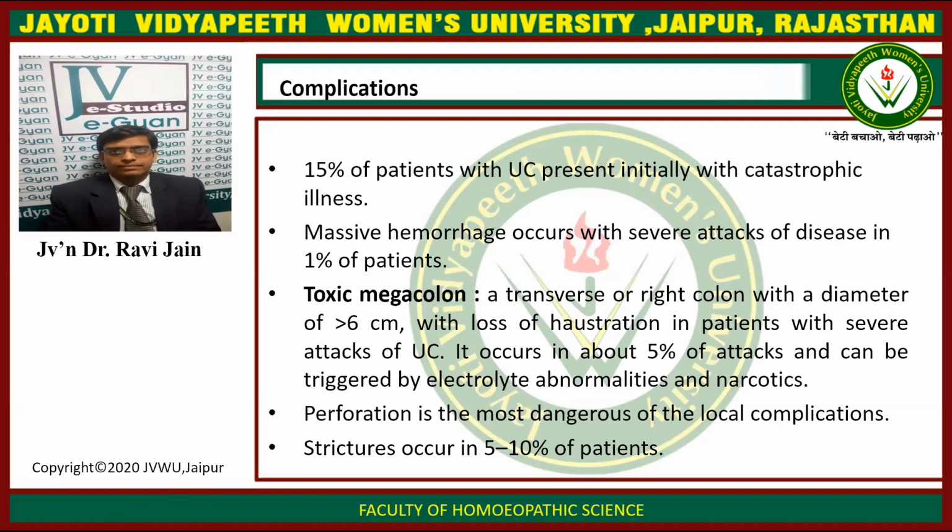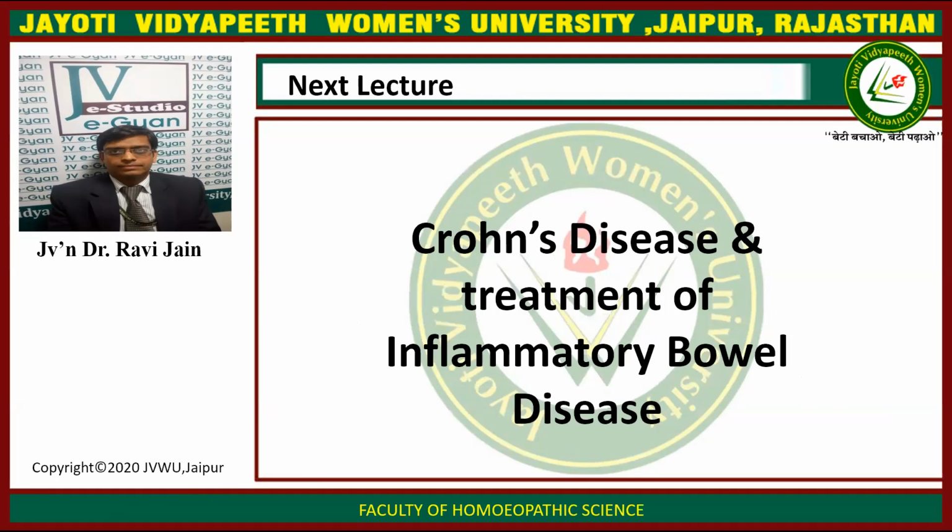Toxic megacolon is a very important condition: a transverse or right colon with a diameter of greater than 6 cm with loss of haustrations in patients with a severe attack of ulcerative colitis. It occurs in about 5% of the attacks and can be triggered by electrolyte abnormalities and narcotics. Perforation is the most dangerous, and local complications and stricture can occur in around 5 to 10% of the patients. So this was all about ulcerative colitis.